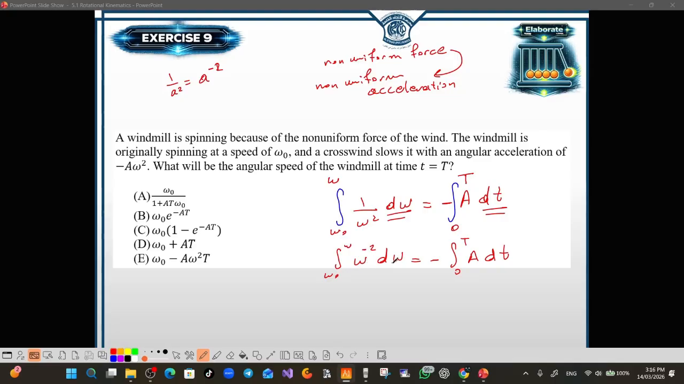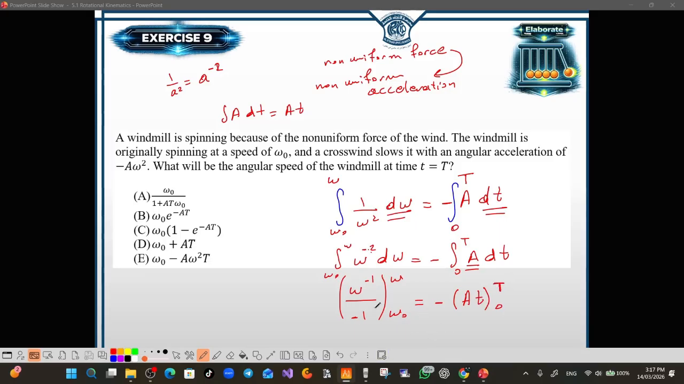Now let's integrate omega with respect to omega. The integration of omega will increase the power by 1 and we divide over the new power. So if we increase the power by 1, minus 2 plus 1 is minus 1. So omega to the power minus 1 over minus 1. And the boundaries of the integration will be from omega 0 to omega. Now here the integration is much easier because here we have a, which is constant, and we know the integral of constant will be linear. So the integral of a dt becomes at. So minus a t, and the boundaries of the integration will be from 0 to t.